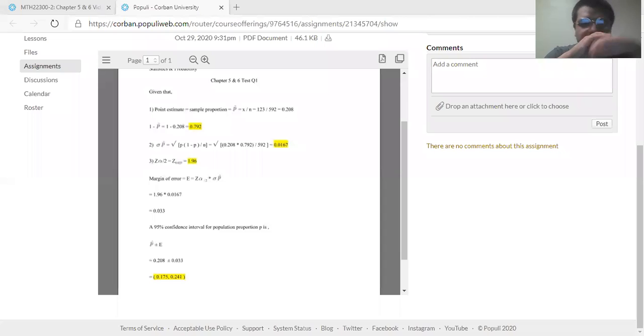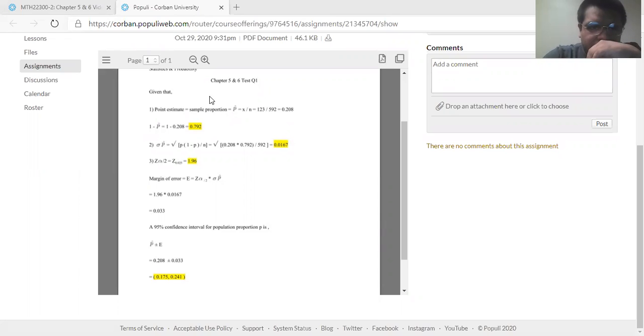Today we're here to talk about question one, and let me just pull up my screen here. It's covered in three parts. The first part is finding the p hat, the second part is finding the margin of error, and the third part is finding the interval for the population proportion.